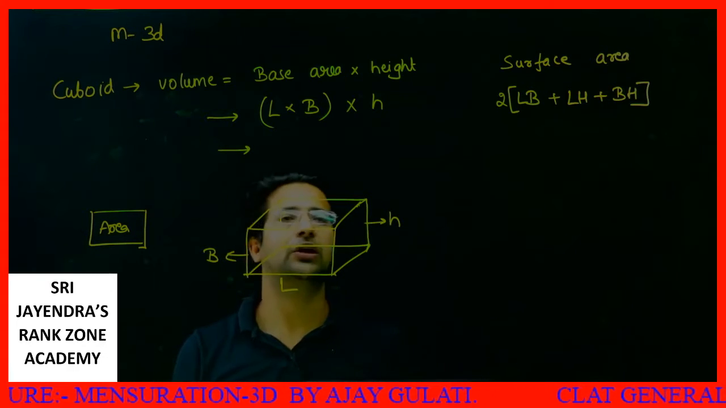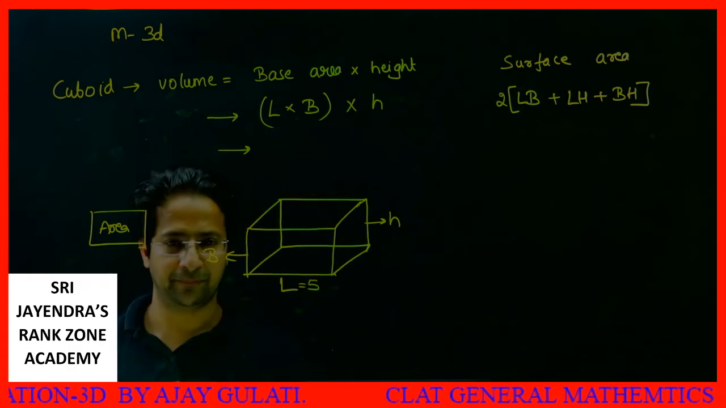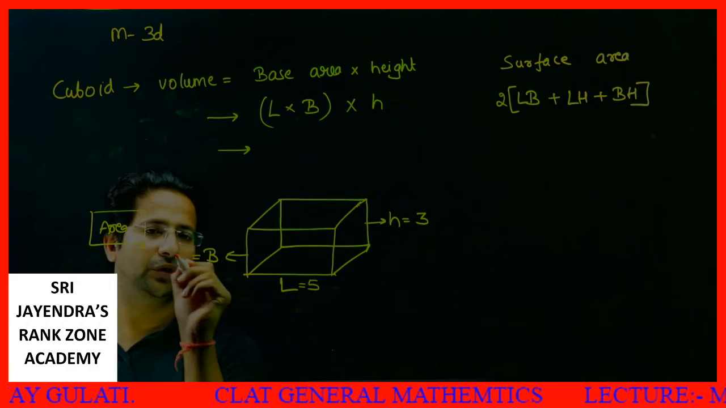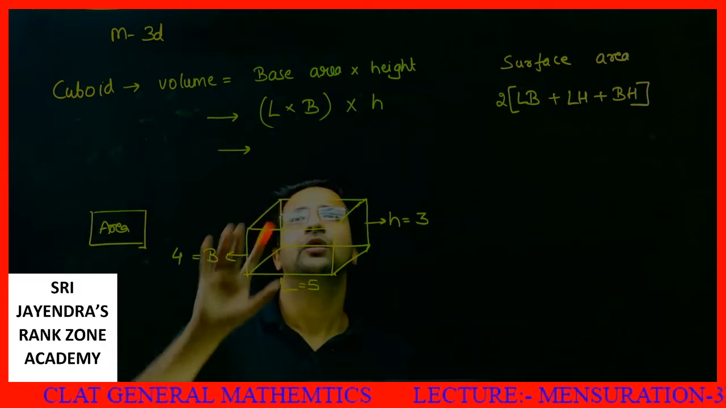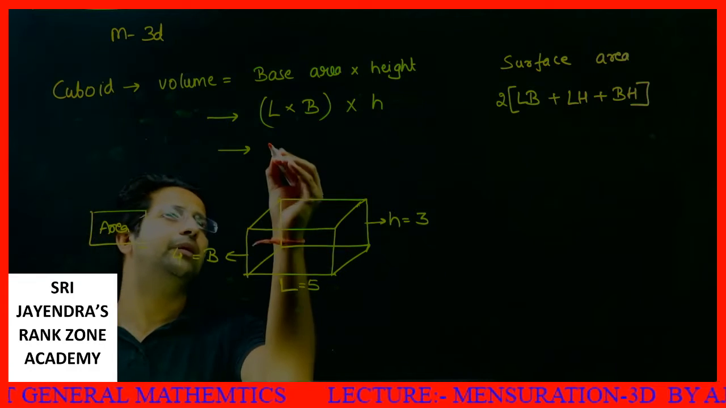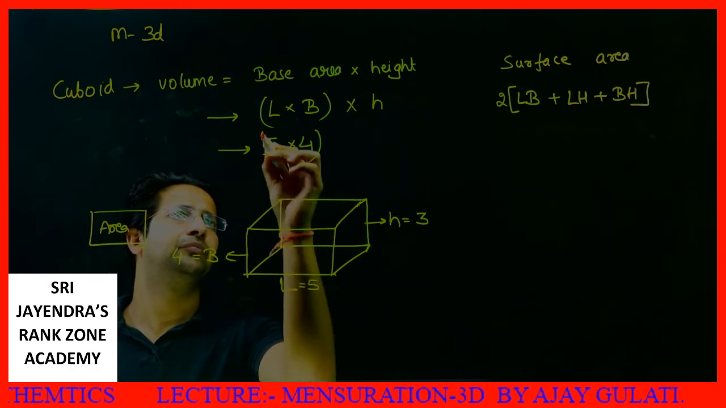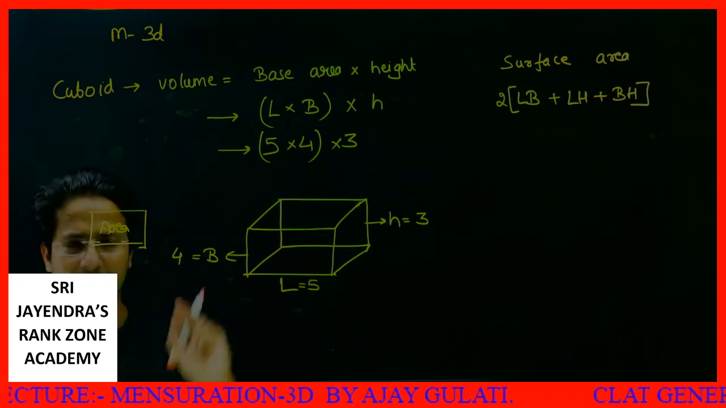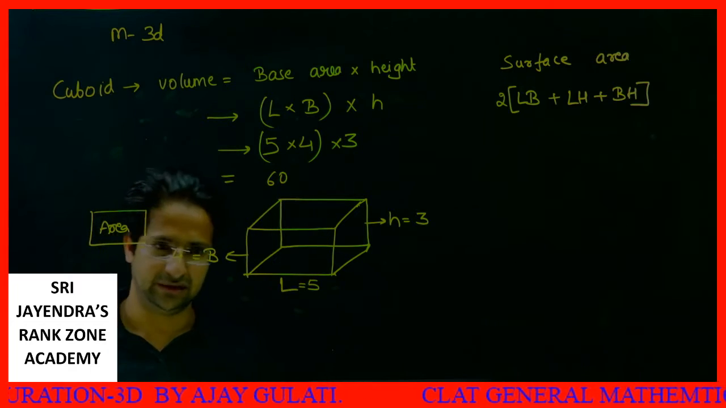Suppose I give you a cuboid with dimensions, let's say L is equal to 5, H is equal to 3, and breadth is equal to 4. We find out each and everything of this. What will be the volume? Volume will be length into breadth into height. This height is 3, so what do I get? 20 into 3, 60. Done.